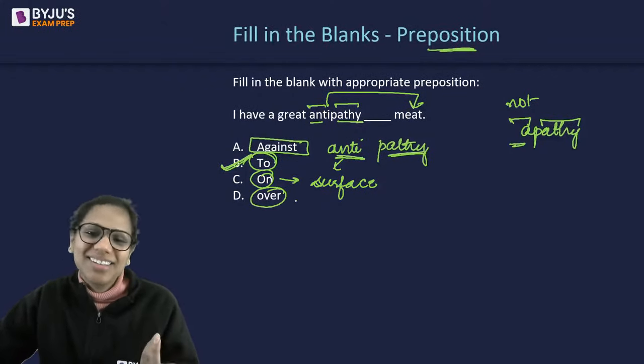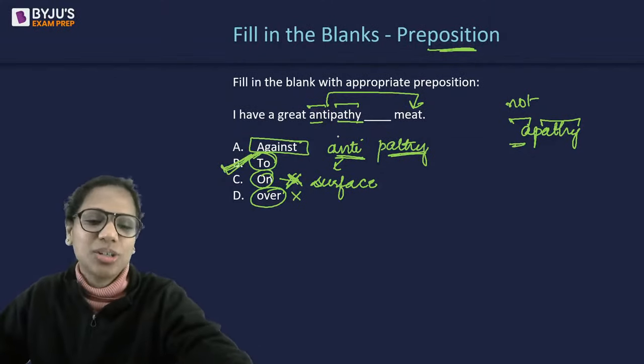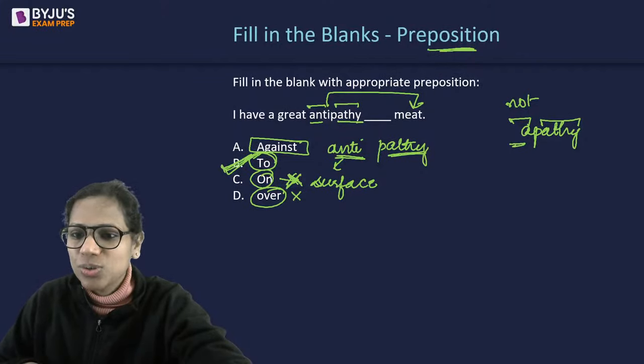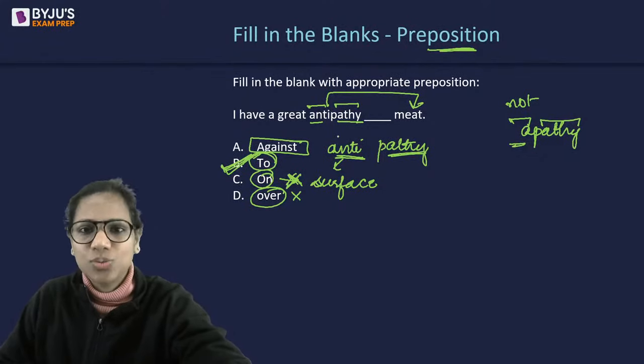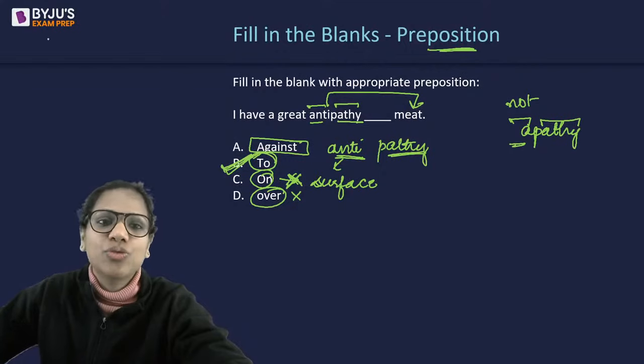Over again does not make sense. These two don't make sense at all. Between against and to, you should choose to here. Against does not make sense. So if you have a dislike towards something, to is the preposition that you use. Bias can be used towards also.